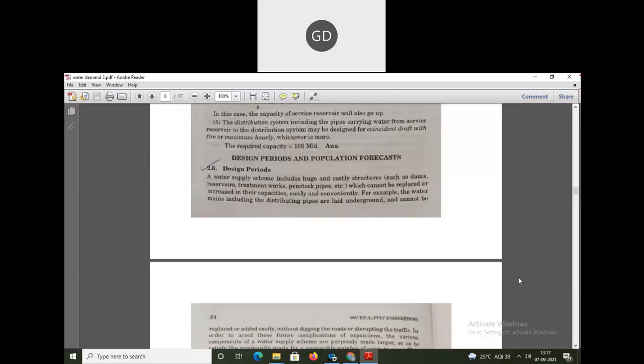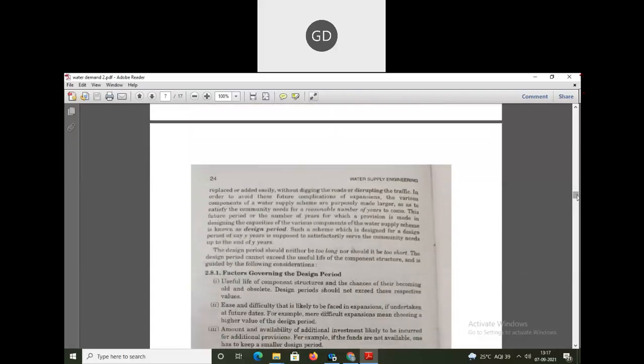Now we have to take into account, for the next 30 years or the next 15 years, how much population there will be. For whatever number of years you are going to design, that is known as your design period. It is the future period for which you design the various components of the water supply scheme.